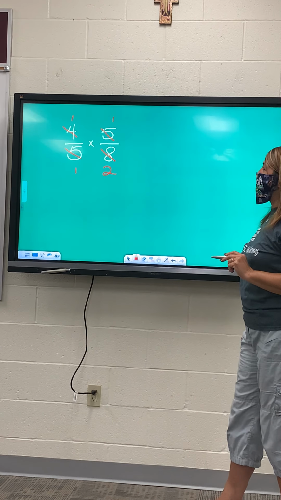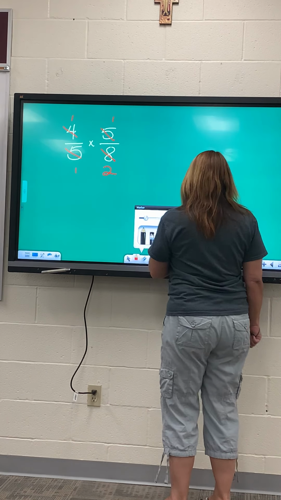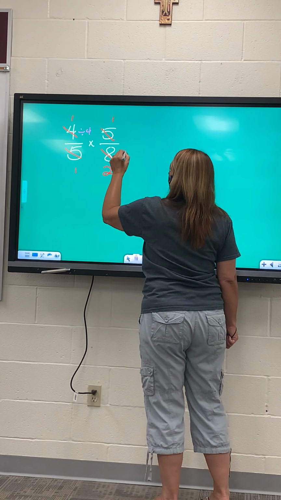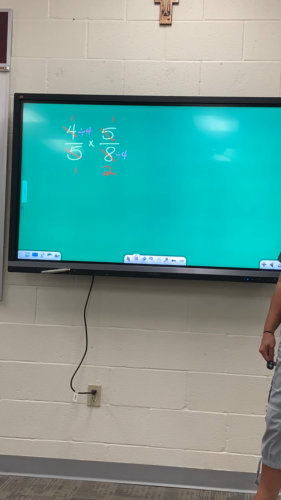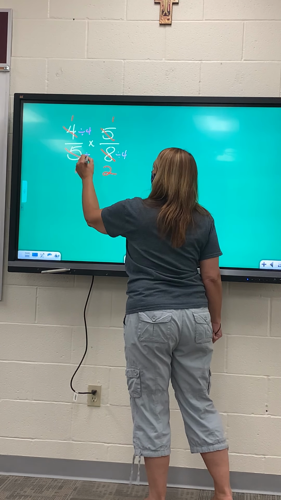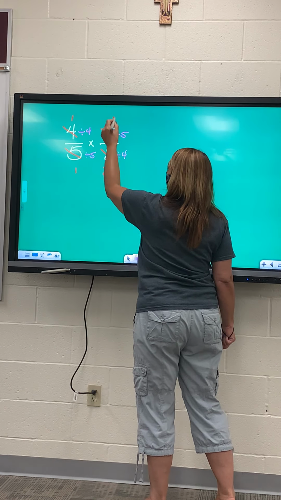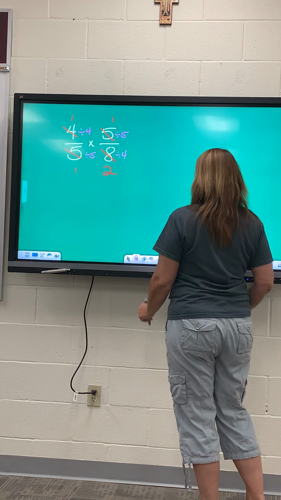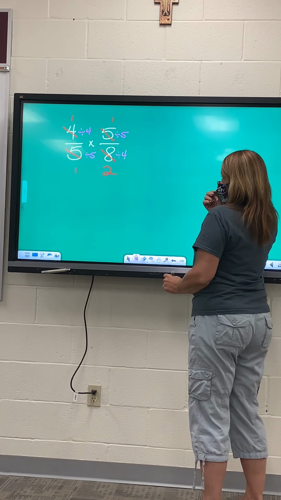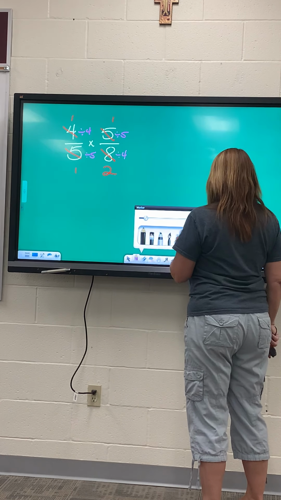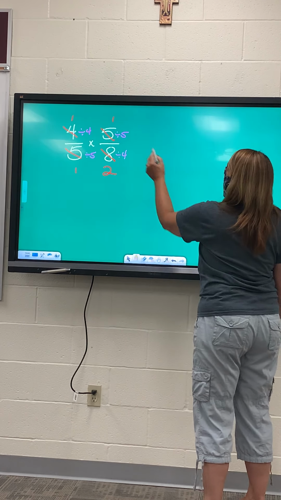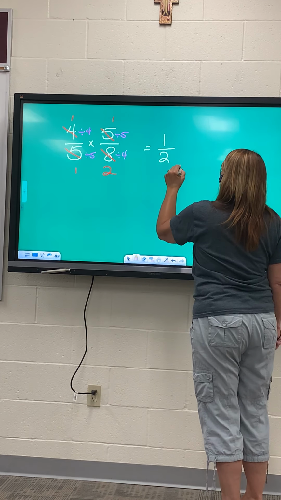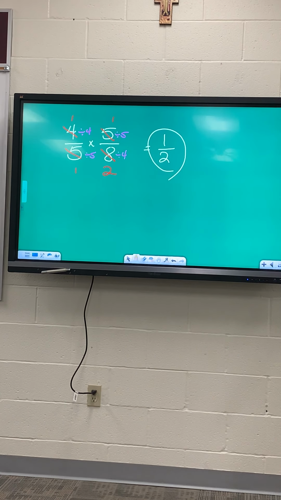Right, good job. So what's really going on here is you're thinking 4 divided by 4, 8 divided by 4. That's how the 1 and 2 come up. 5 divided by 5, 5 divided by 5, that's how the 1's come up, right? Then what, Isabel? Then you multiply them, so you do 1 times 1 is 1, and then 1 times 2 is 2, so 1 half. Good job.